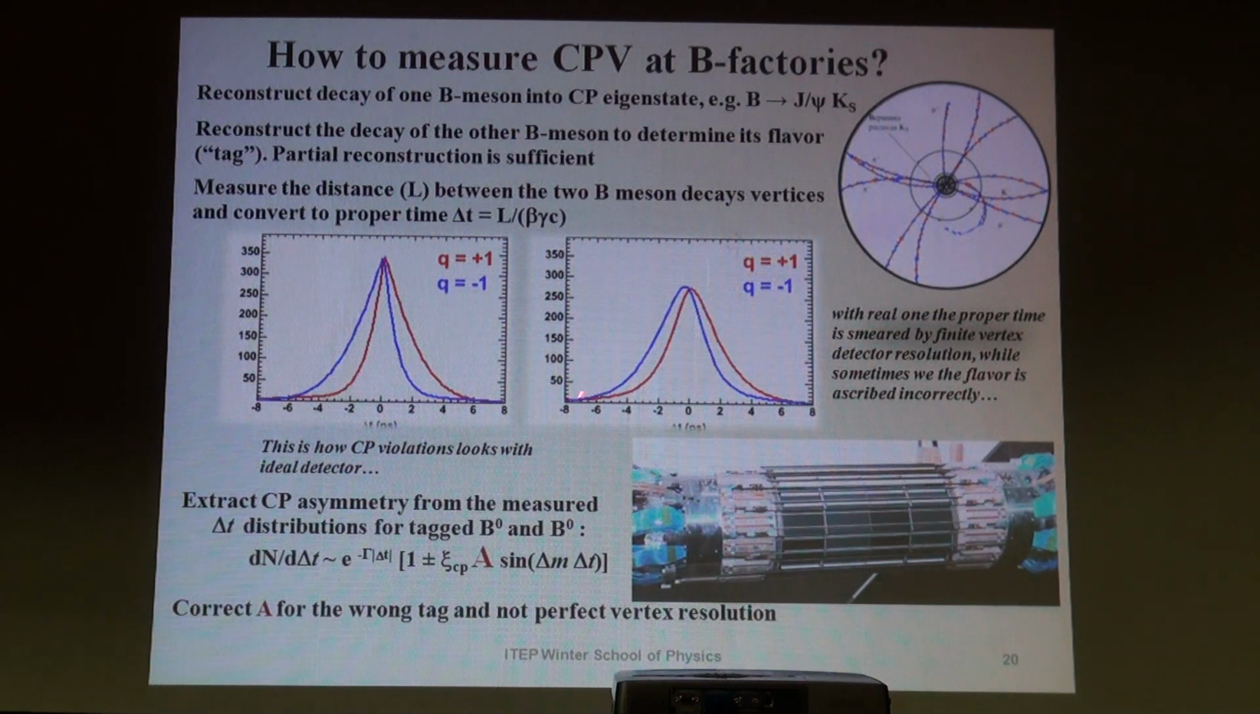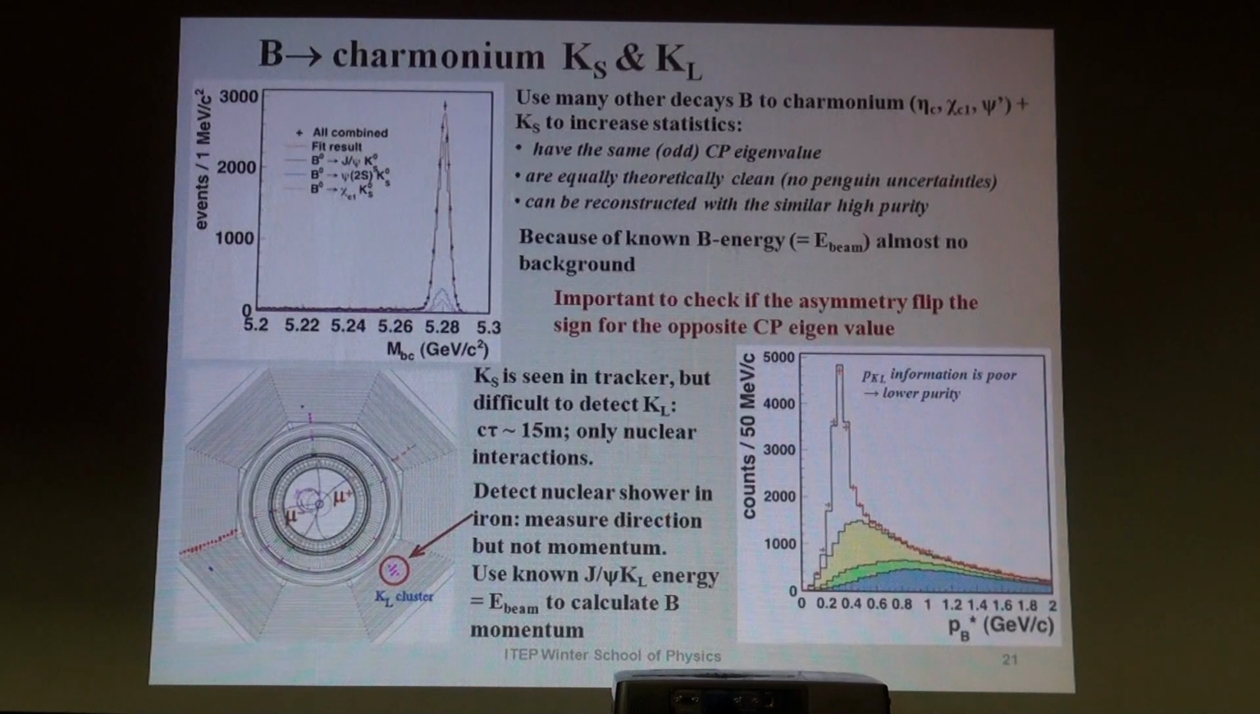But a real detector, of course, has some uncertainty, some errors in measurement. So in reality, the amplitude will be smaller because sometimes we determine the flavor incorrectly. And it will also be smeared because of the resolution of the vertex detector. So finally, when we get this formula, we will need to correct the measured amplitude to get the real amplitude, to remove these effects. It's also not very simple, but it's just technical.